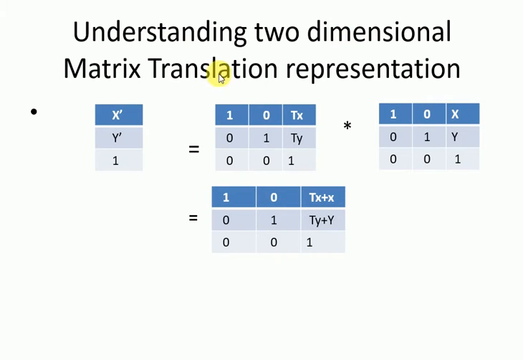Understanding two-dimensional matrix translation representation. The same thing is represented in two dimensions as x dash, y dash and 1. Now the same thing is represented in the form of a matrix: 1, 0, tx, 0, 1, ty, 0, 0, 1. This translation matrix is multiplied with x, y and 1. So when it is multiplied, you get x plus tx, y plus ty, and 1. So this is the translation, that is, x is added with the translation value and y is added with the translation value.